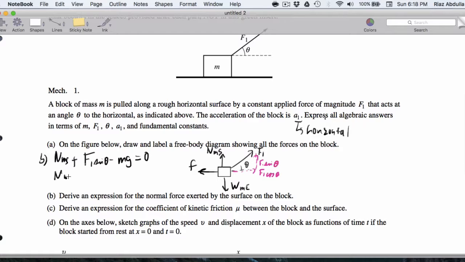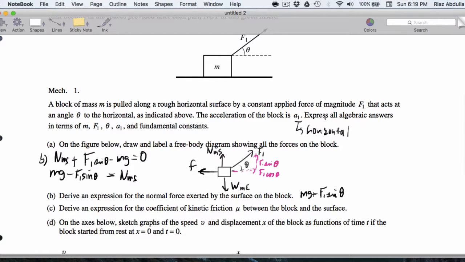So in y, we've got the normal and F1 sine theta minus the weight, which is mg, and it all balances. So my normal force ends up being mg minus F1 sine theta. So part B, mg minus F1 sine theta.